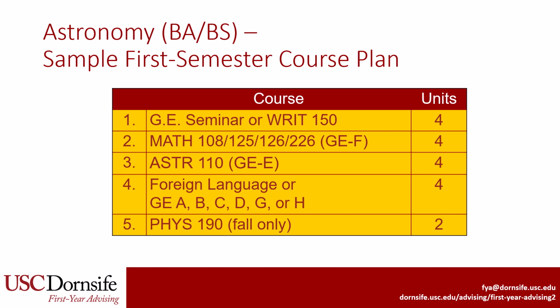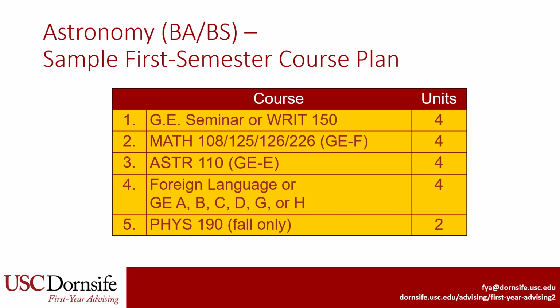This is a sample first semester course plan for students in astronomy. All students are required to take a GE seminar and writing 150 in their first year. These should not be taken in the same semester. We recommend all students to start with math as it is the prerequisite to the physics series. You may use your AP, IB, or A-level scores to advance higher than Calc 1.